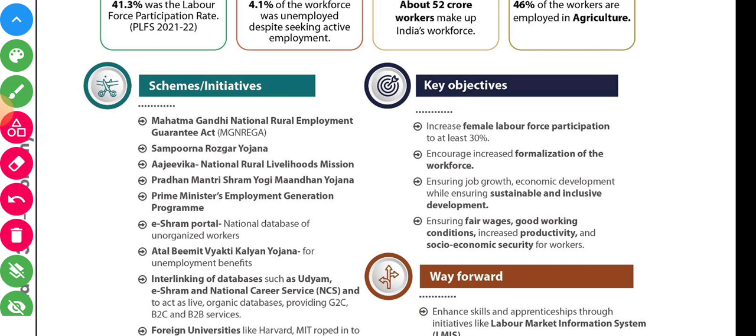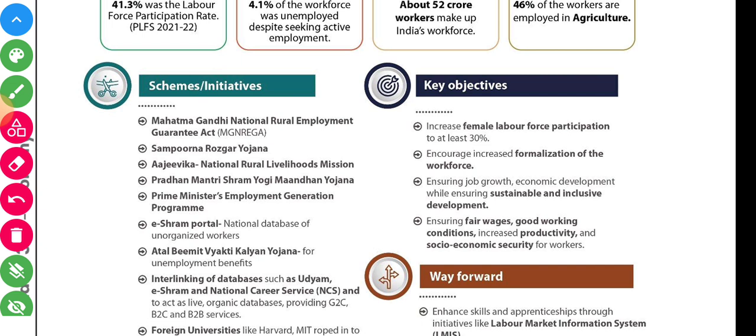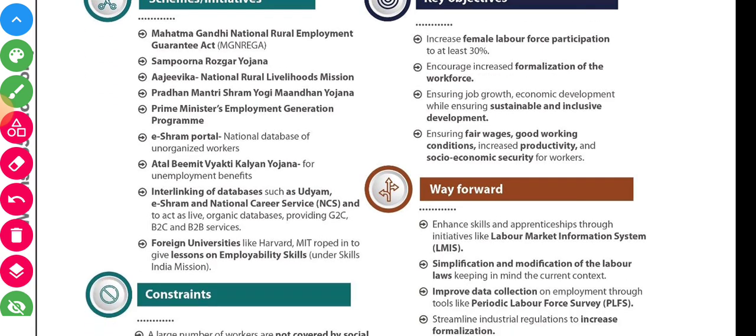So what is the key objective of employment in India? Increase female labor participation rate, female labor force participation at least 30%, encourage increased formalization of workforce, ensuring job growth, economic development while ensuring sustainable and inclusive development, and ensuring fair wages, good working conditions, increased productivity, socio-economic security for workers. So these are the key objectives.